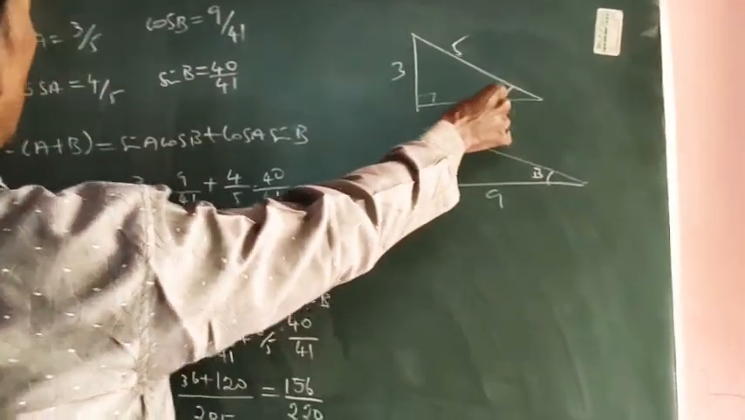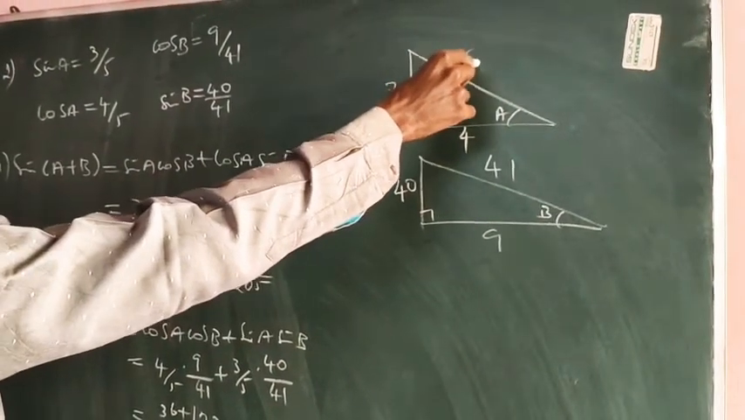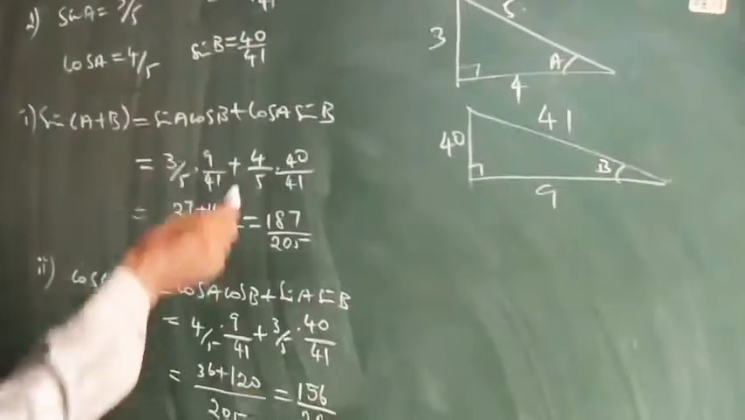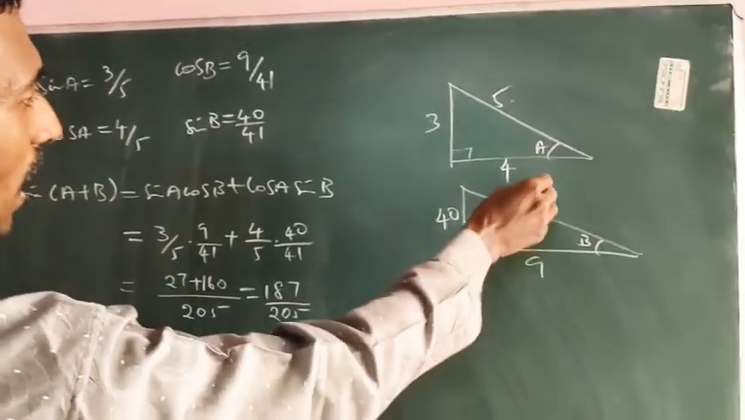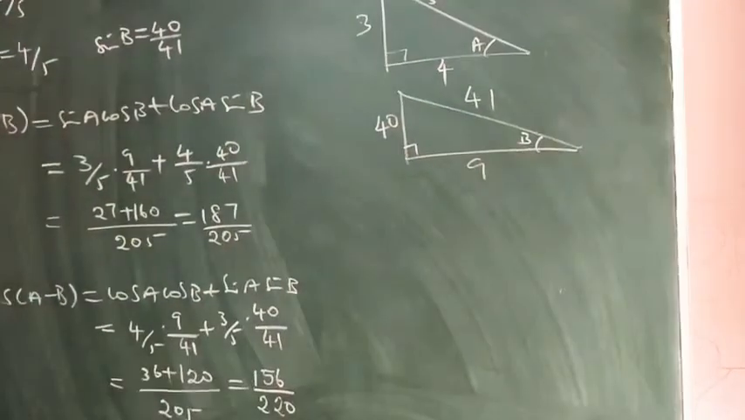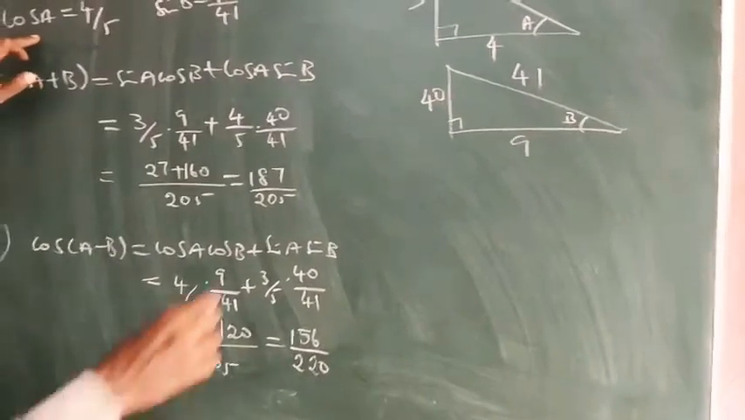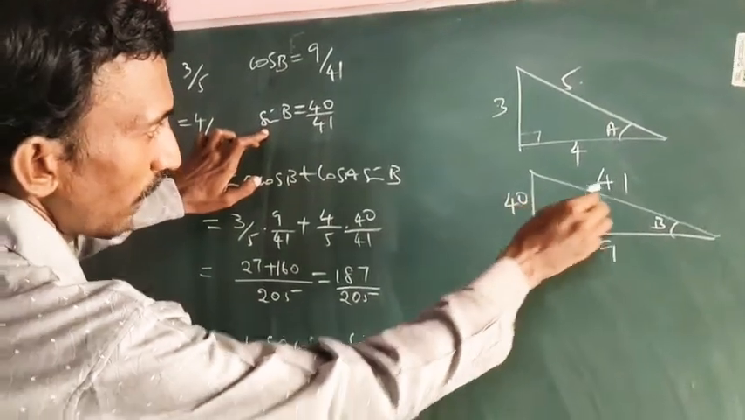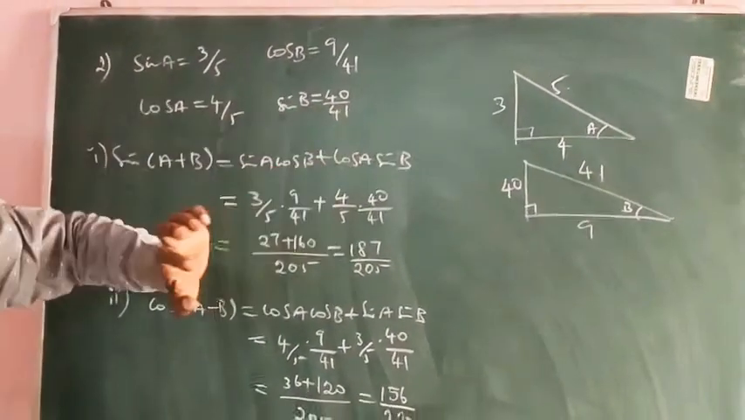For angle A, sin is opposite side by hypotenuse. So we need the adjacent side, root of 5 square minus 3 square. We are getting root 16, it is 4. Similarly for the second one, angle B, cos B means adjacent side by hypotenuse. So 41 square minus 9 square, we are getting the opposite side as 40. So cos A equals adjacent side by hypotenuse from the first one, 4 by 5, and sin B equals 40 by 41.